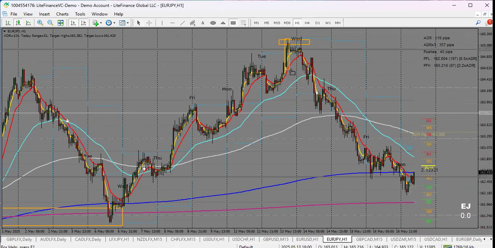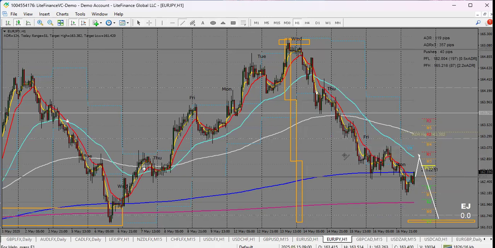If we draw our ADR boxes, it's around 119. So the ADR time 3, you can see ADR time 3 is around this hesitation zone here. So I would expect for the market to form that and then go down a bit. And this is where I would expect for the market to form a peak.